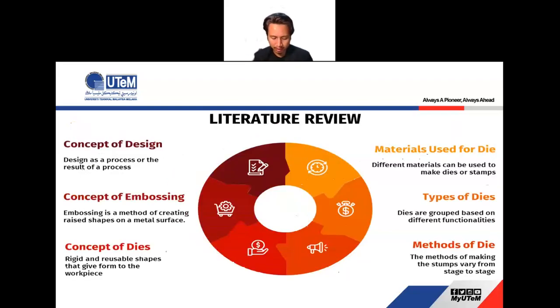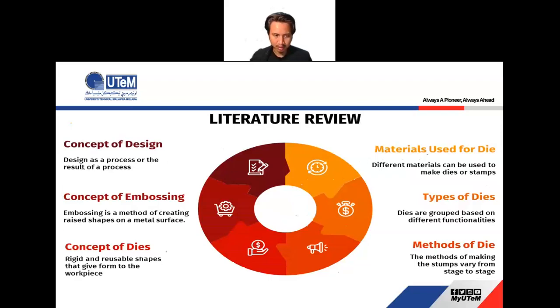Okay, next we go to the literature review. So in the literature review, I will talk about the concept of design and the factors needed to make the stamping die, which consist of concept of design, concept of embossing, concept of dies, material used for die, types of dies, and method of die. The first one is the concept of design. Design is an important factor when we want to make a product. Without a design, there will be no product or no result.